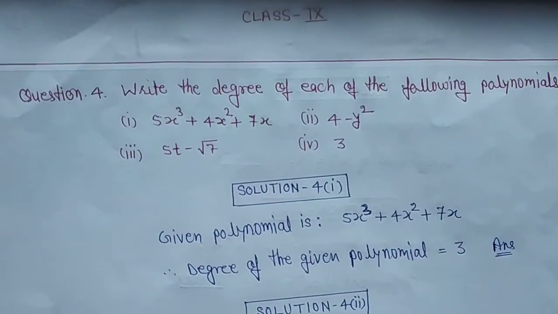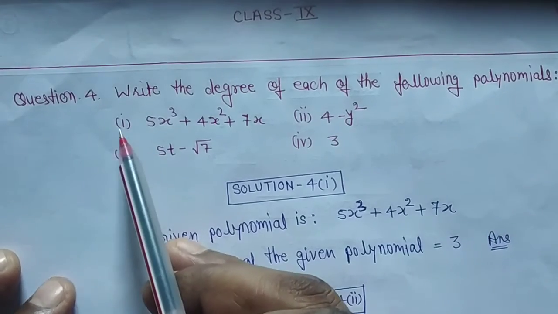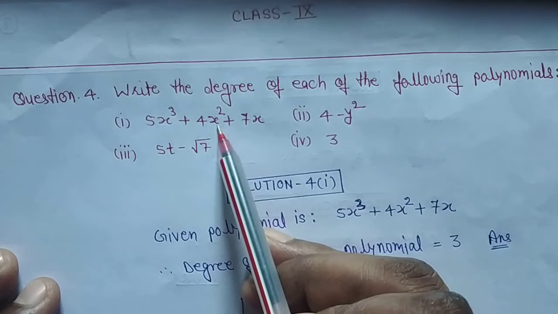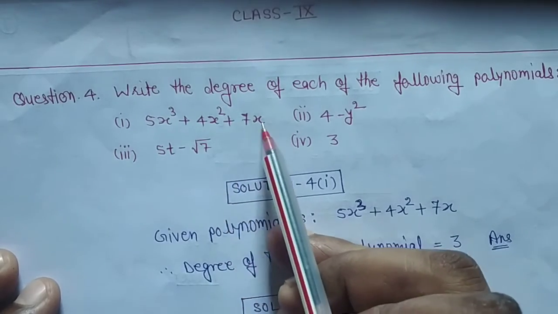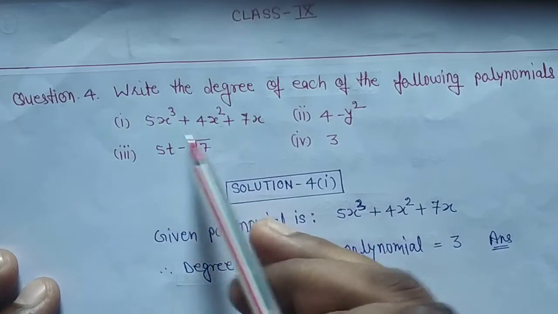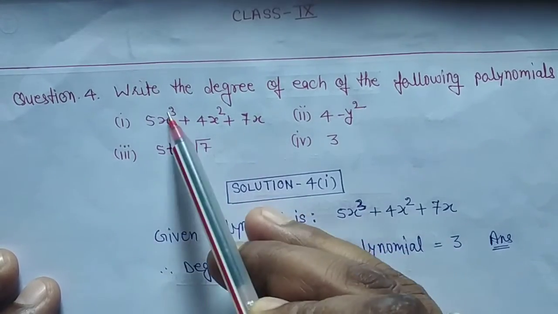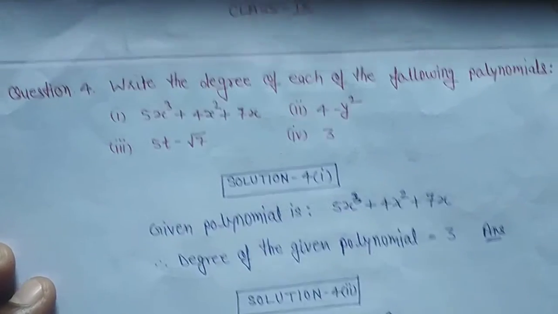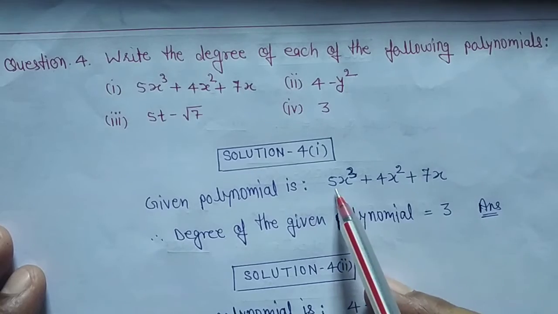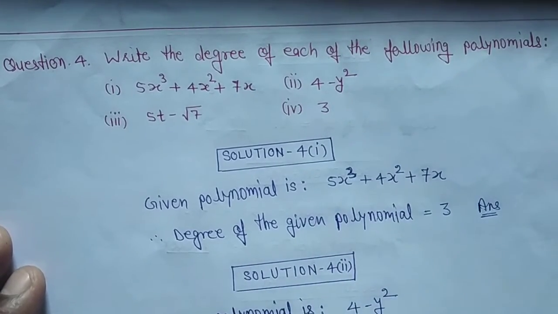This is question number 4. Write the degree of each of the following polynomials. First one is 5 x raised to power 3 plus 4 x to power 2 plus 7x. In this polynomial, the highest power is 3. So degree of this expression is 3. We can write this like this. Given polynomial is this and the degree of given polynomial is 3.